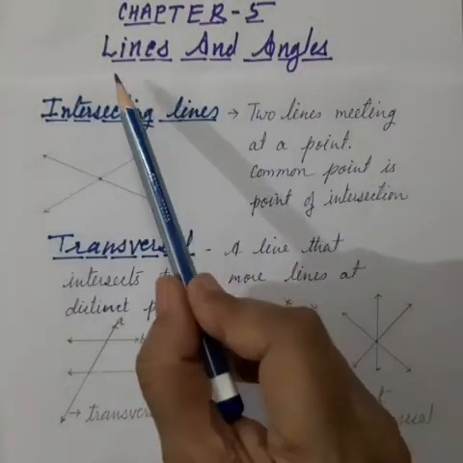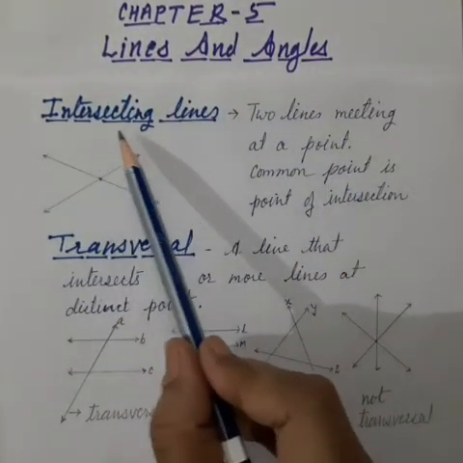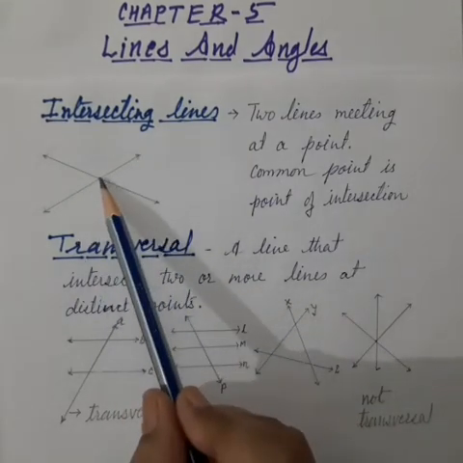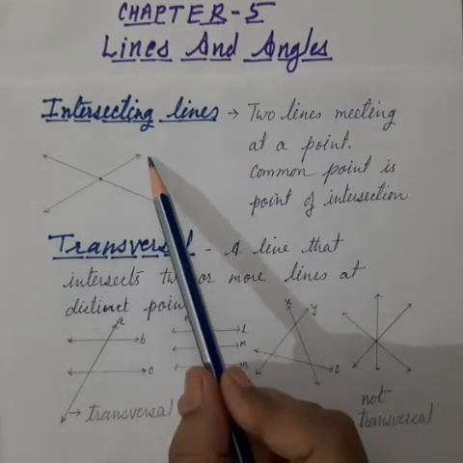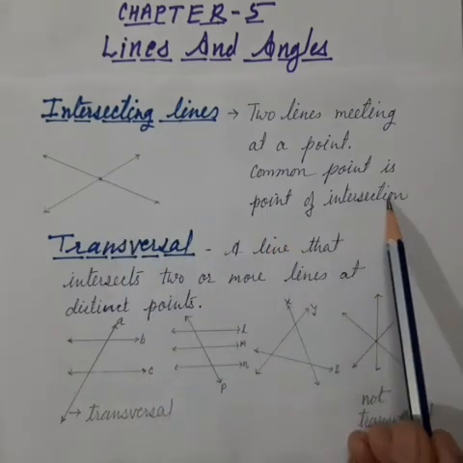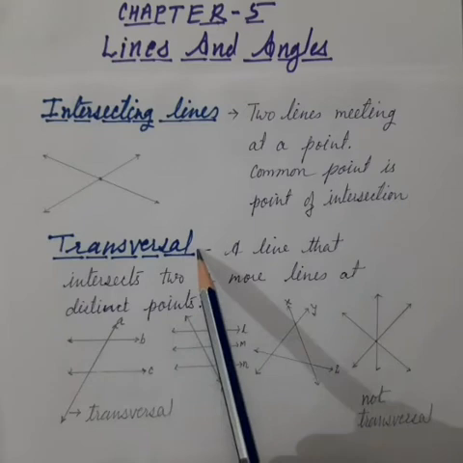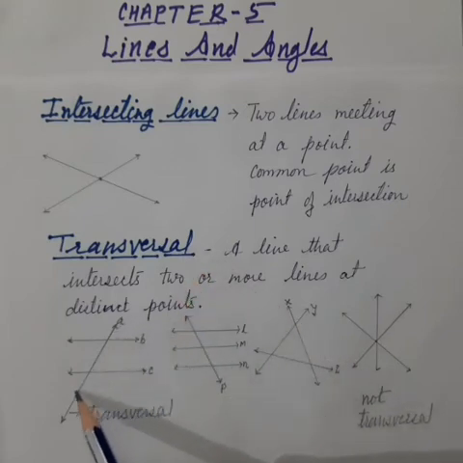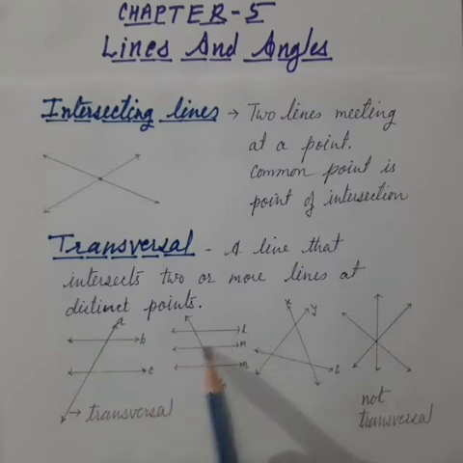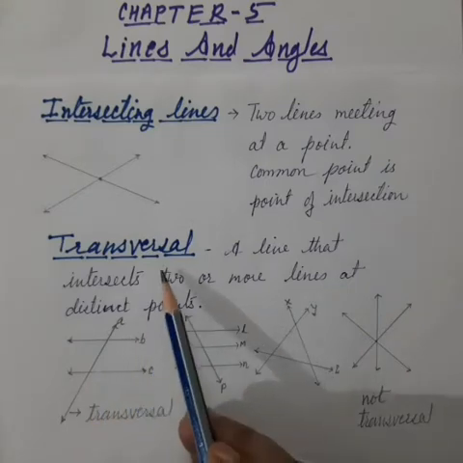In chapter 5, lines and angles, we learnt about intersecting lines. When two lines meet at a point, the lines are called intersecting lines and the common point is called the point of intersection. Transversal. A transversal is a line which intersects two or more lines at different, distinct points. The line is called a transversal.